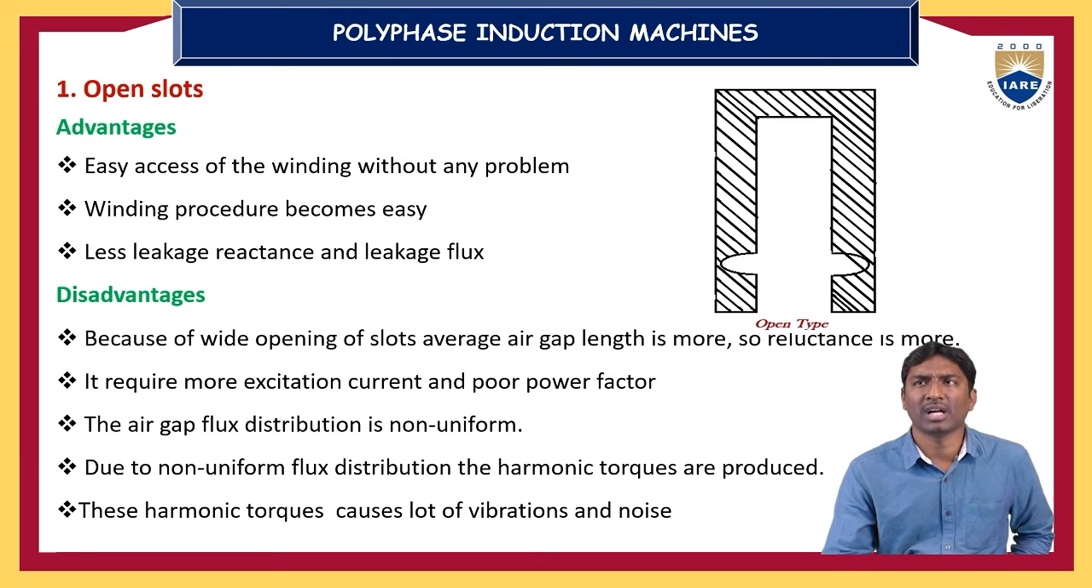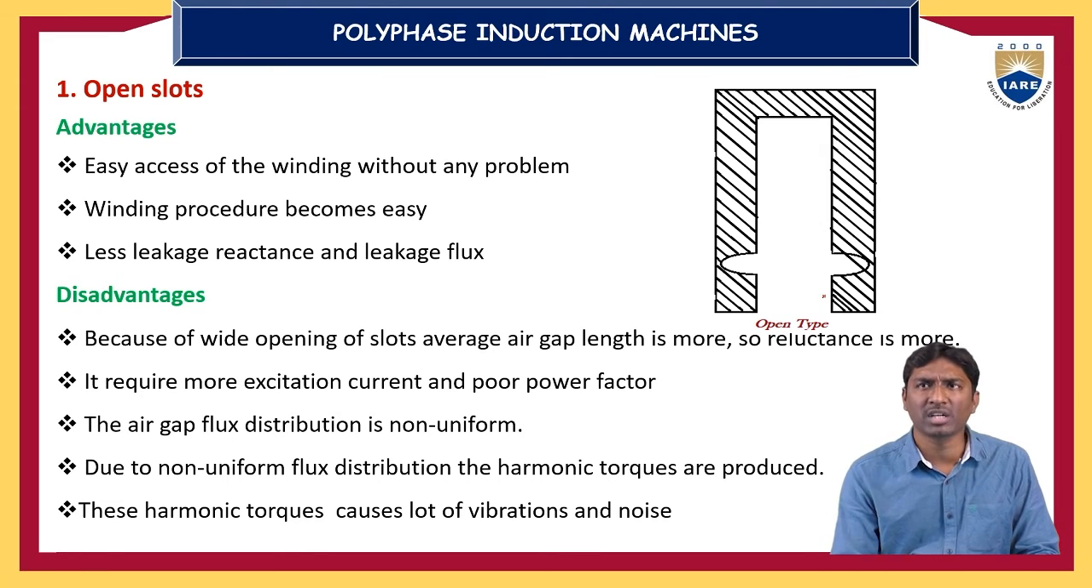Next, open slots. You can observe this diagram. This is the open slot, the open type slot. You can observe here that the slot opening is open. There are some advantages in the case of open slots, that is, easy access to the winding without any problem.